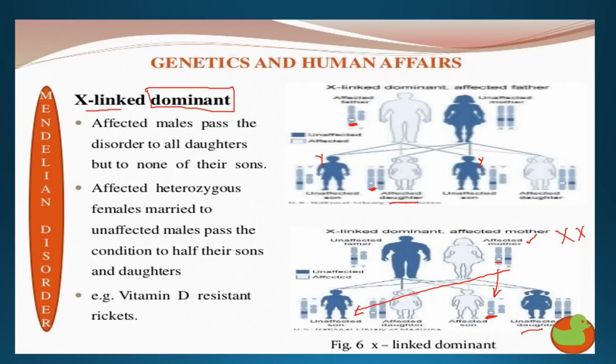In dominant disease, if the mother is affected, 50% of the sons and 50% of the daughters are affected. If the mother is affected, both sons and daughters are affected. If the father is affected in X-linked dominant diseases, only daughters are affected. So we can say this disease is common in both males as well as females.